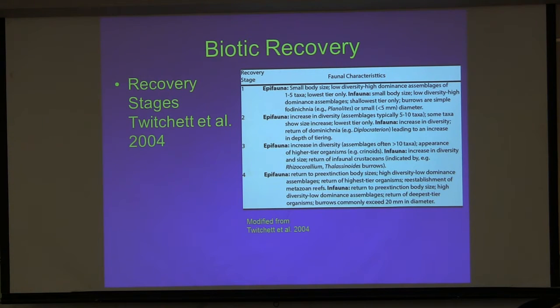Biotic recovery in the early Triassic was once thought to be lagged compared to the rest of the Phanerozoic in terms of how fast recovery returns to normal tiering and ecosystems. Lately, though, the idea has been that there's recovery in stages.